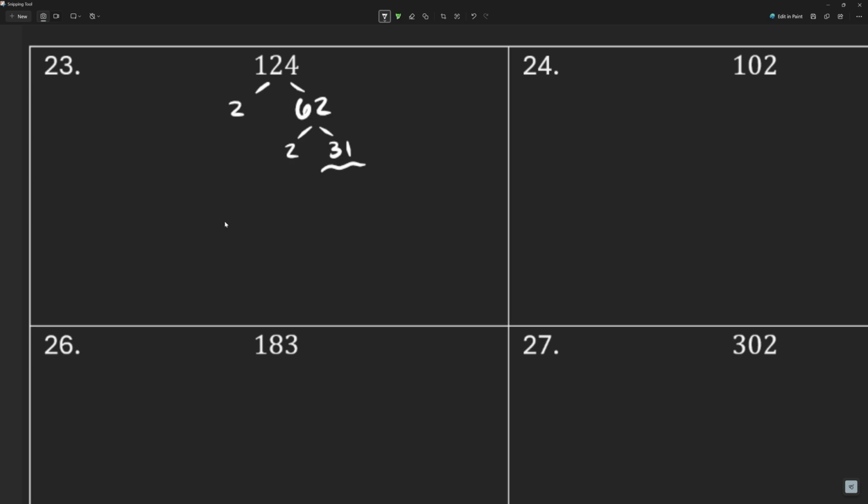So how do we know when we stop? All these are prime numbers. 2 is prime, and 31 is also prime. We can write 124 as the product of prime numbers, raised to certain powers, times 31. The reason why I put a little 2 here is because I have 2 2's, so 2 to the second power.